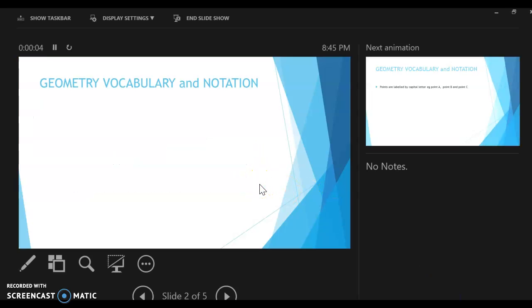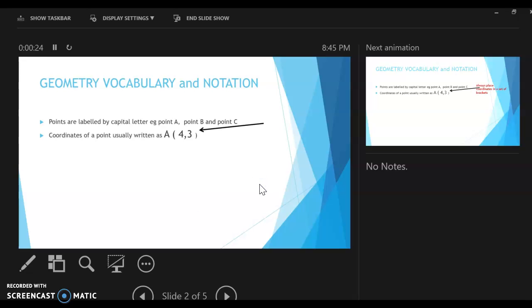So looking at the vocabulary and notation, you'll see some questions where they'll use specific labeling. Points are labeled using the capital letters of the alphabet with their corresponding coordinates. Now, it's very common, I find a lot of students forget to put the brackets, okay? So remember, those coordinates need to be inside a set of brackets so it clearly identifies them as a point, and the appropriate letter used.